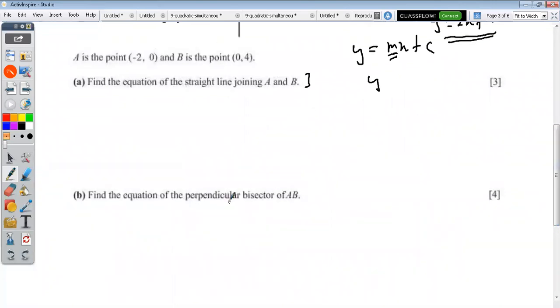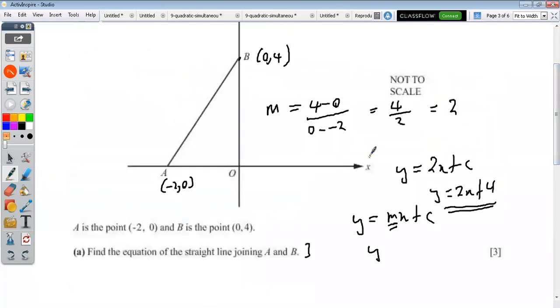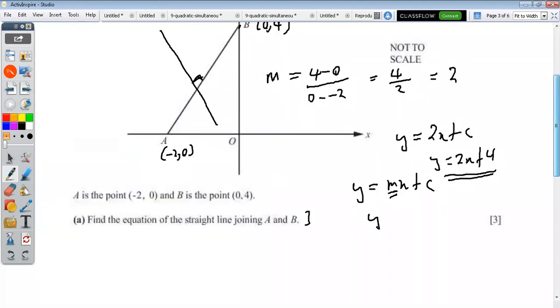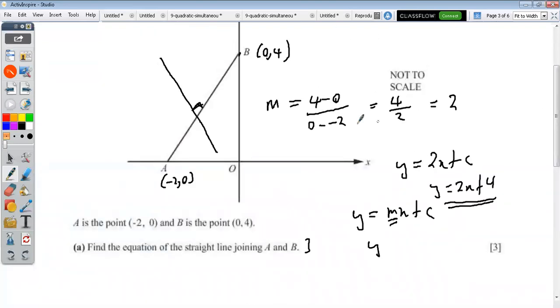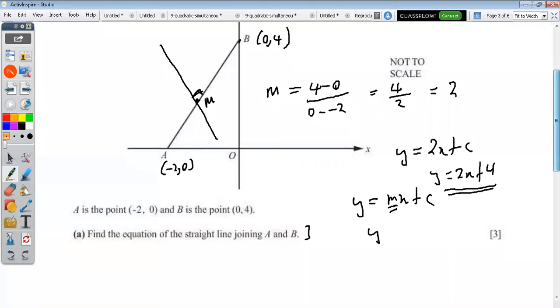Find the equation of the perpendicular bisector of AB, 4 marks. So it's a line that is going to cut this at 90 degrees. That's what we mean by perpendicular bisector. But the fact that it's a perpendicular bisector means it cuts halfway between A and B. So this is actually the midpoint of A and B that I want to get. Clear? Yes, sir.